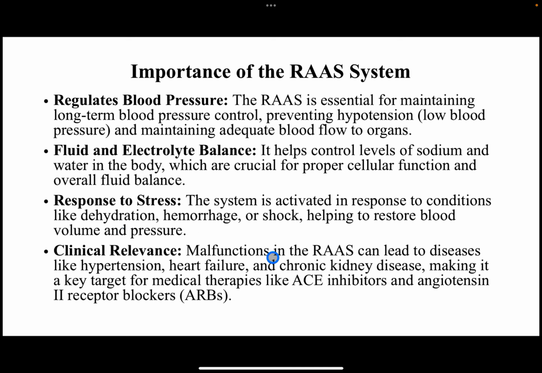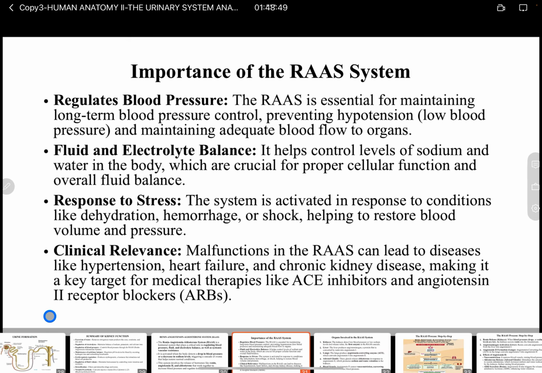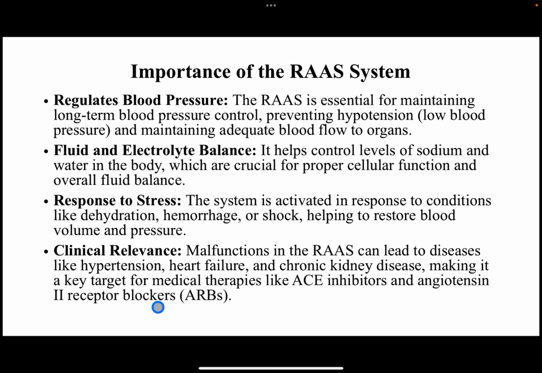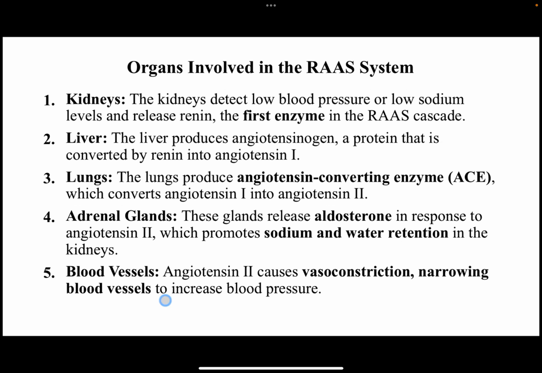Now, the clinical significance is that if there is a malfunction of this system, it can lead to diseases like hypertension, heart failure, and chronic kidney disease, and that makes it a key target for a lot of therapies in the field of pharmacology. We have medicines we call angiotensin converting enzyme inhibitors and angiotensin 2 receptor blockers, which you learn in pharmacology. Okay, so quickly, let's go to the renin-angiotensin-aldosterone system.